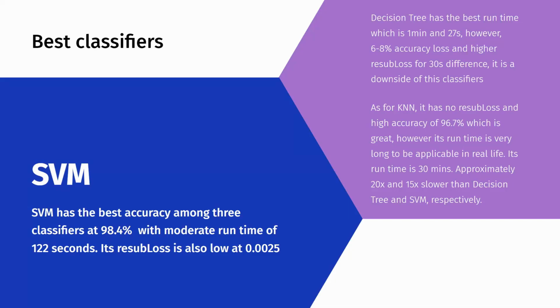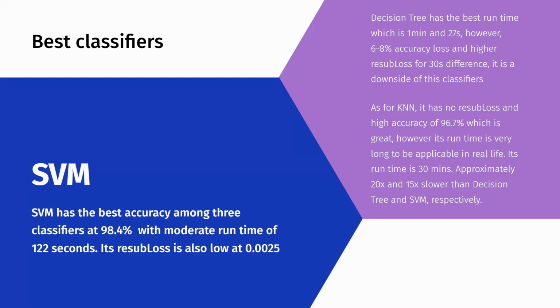In the runtime category, the decision tree performed at the fastest time of 87 seconds, followed by SVM at 122 seconds and KNN at 1851 seconds. The KNN performed the worst in the runtime category with a time of approximately 30 minutes, thus decreasing its appeal as the go-to model.